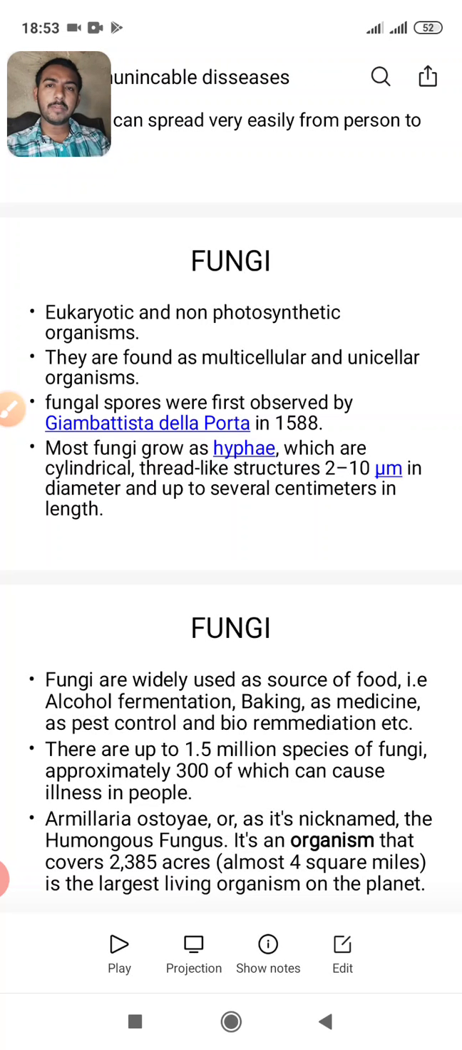In today's lecture, we will discuss the fungi, the general characteristics of the fungi, and then we will move towards some of the diseases which are caused by the fungi. And this is again the series in continuity of the communicable diseases that we have covered so far. So let's start with defining fungi.